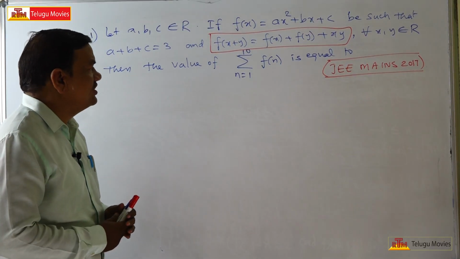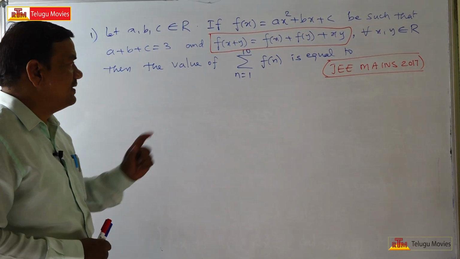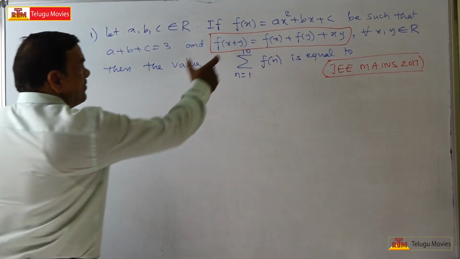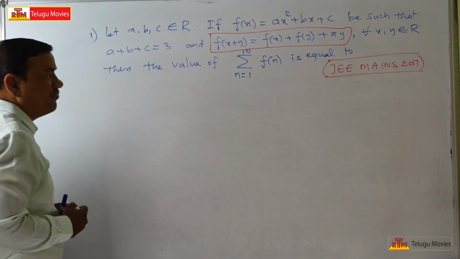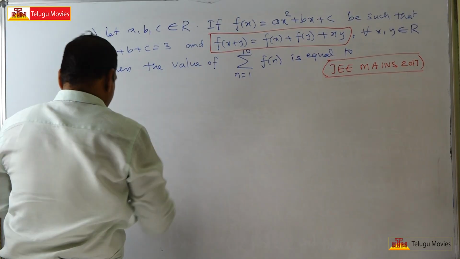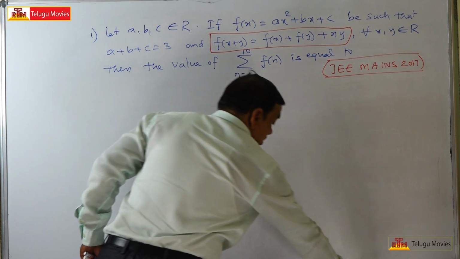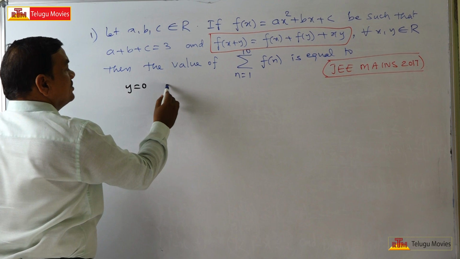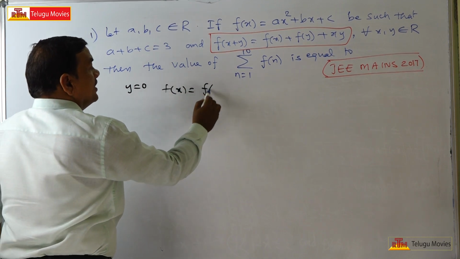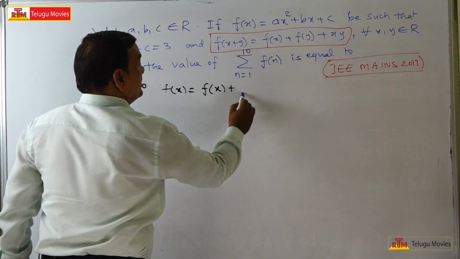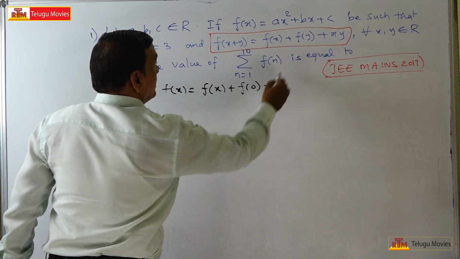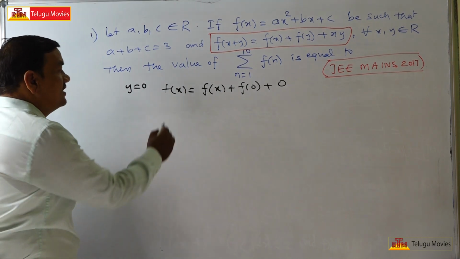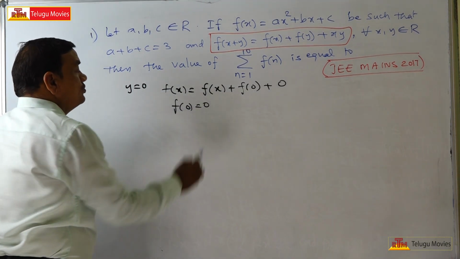See, the functional equation is f of x plus y is equal to f of x plus f of y plus xy. To do this problem, we want f of x. Let us first put y is equal to 0. If you put y is equal to 0, what happens? This is f of x, and it is also f of x, and it is f of 0 plus that is also 0. So this f of x gets cancelled. So f of 0 is equal to 0.